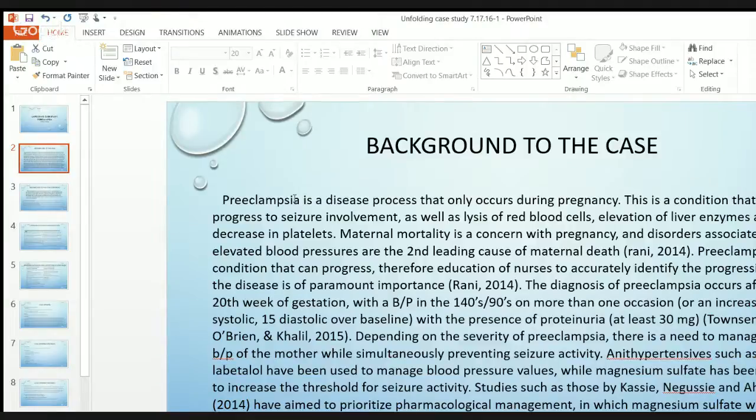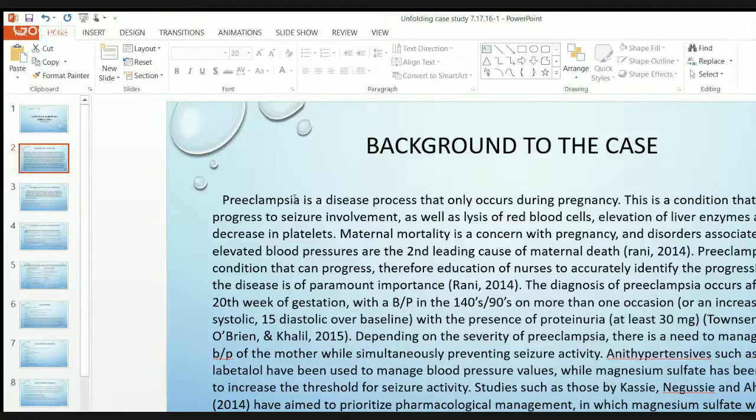When we look at the importance of this condition, we see that maternal mortality is always a concern with pregnancy. It is a normal state, but there are some risk factors that come along with pregnancy. And we see that disorders associated with elevated blood pressures are the second leading cause of maternal death, and that is actually worldwide. Again, it is important to understand that preeclampsia can progress. It does not always progress. There are women who make it to term of 40 weeks without a progression of the disease and without requiring to be delivered early. But again, this disease process can progress.